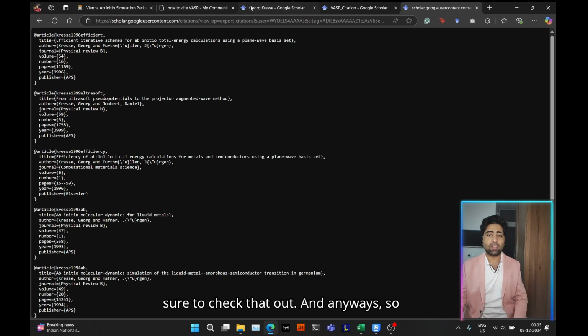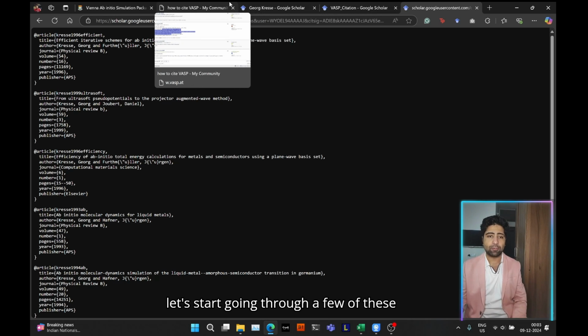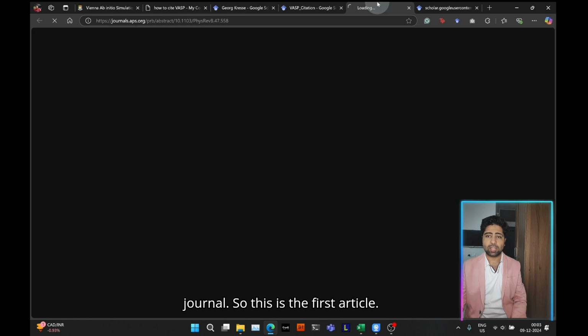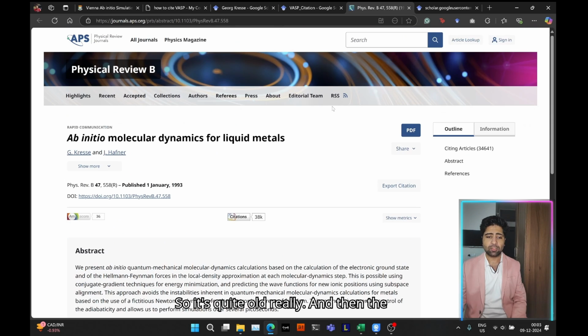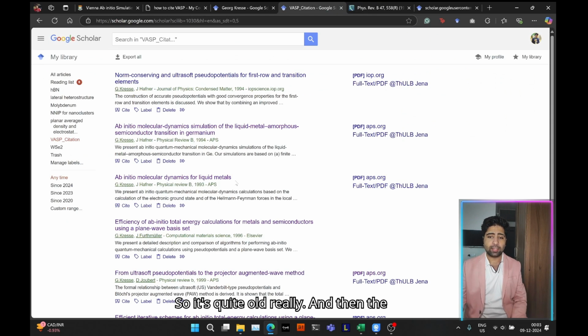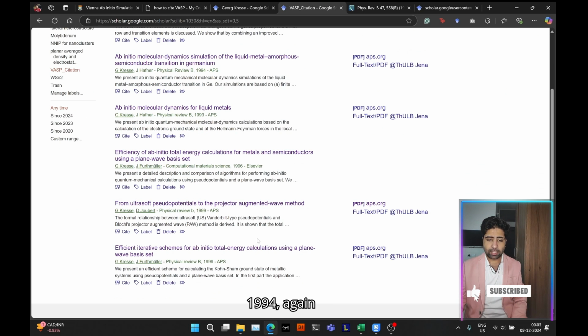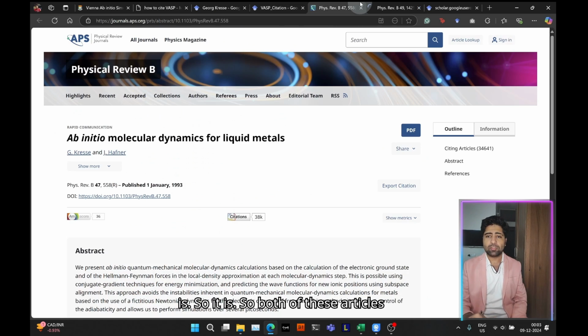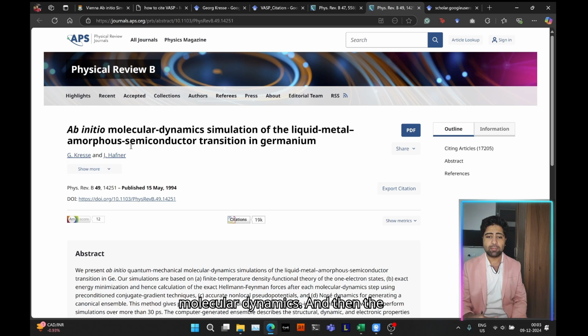Anyways, let's start going through a few of these articles. The first article that was recommended was from this 1993 Physical Review B journal. This is the first article, so it's quite old really. And then the other article was a follow-up to it in 1994, again in Physical Review B. So yeah, here it is. Both of these articles seem to be about AIMD, that is ab-initio molecular dynamics.